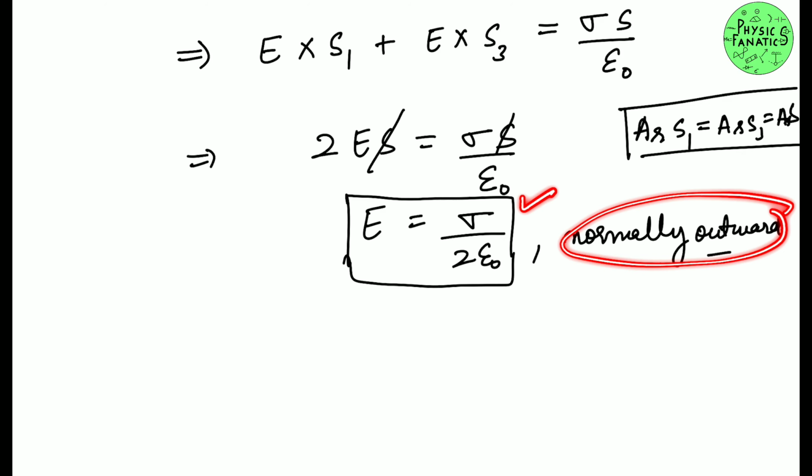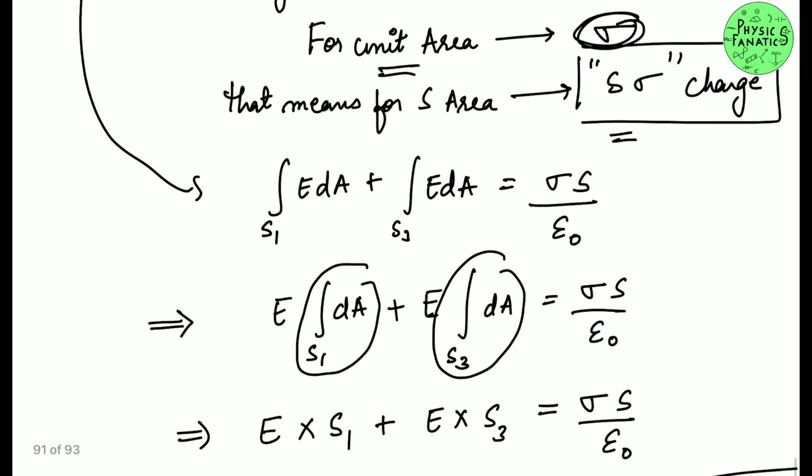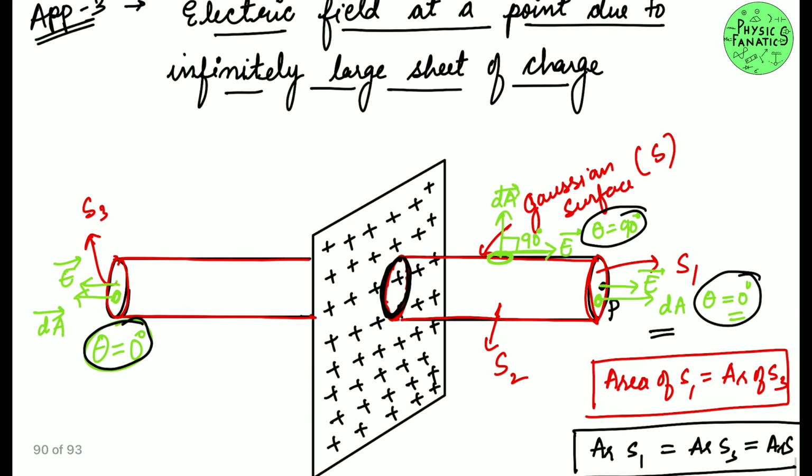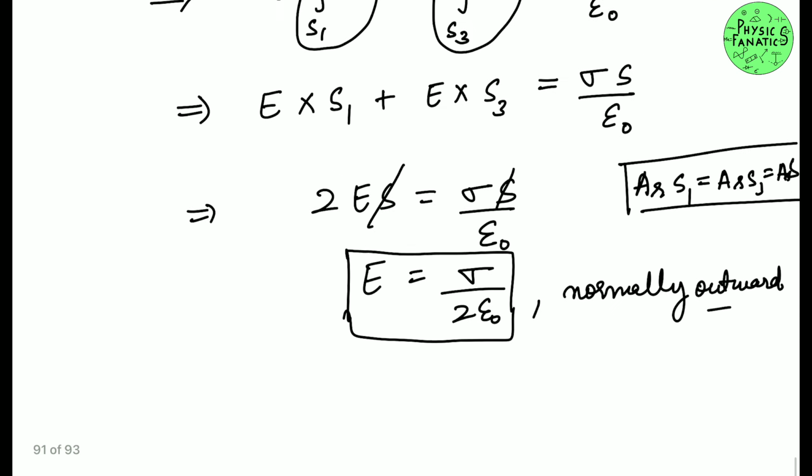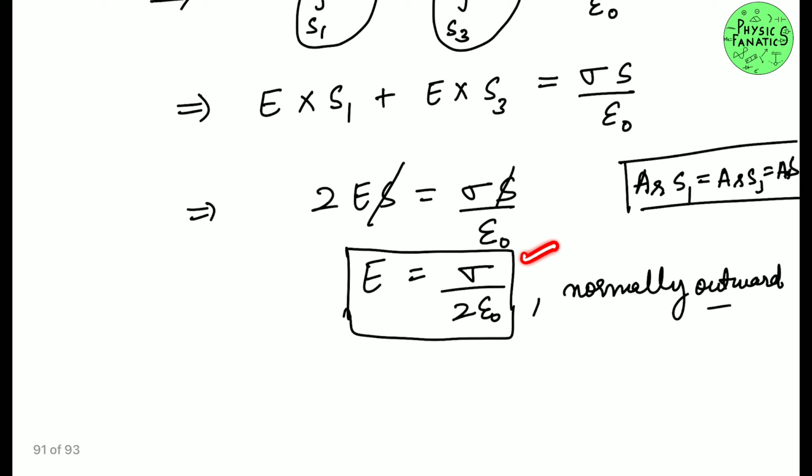This is for an infinitely long charged sheet. The answer for the electric field at any point P is sigma upon 2 epsilon naught. I hope that is understandable.